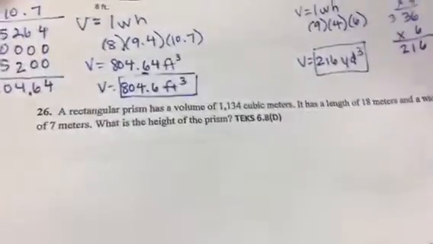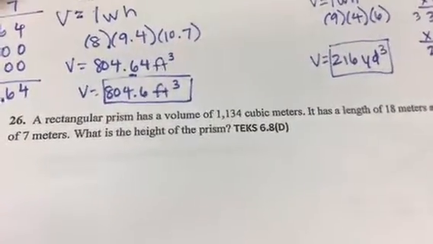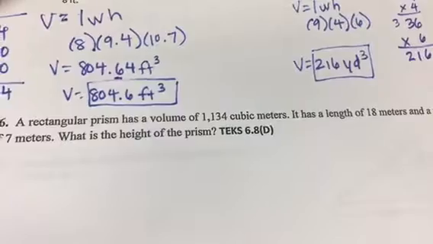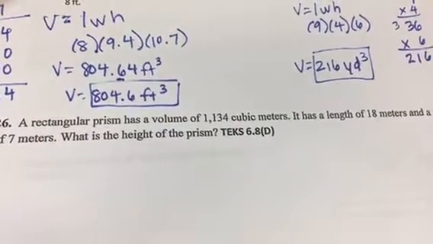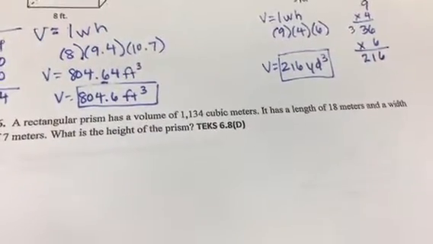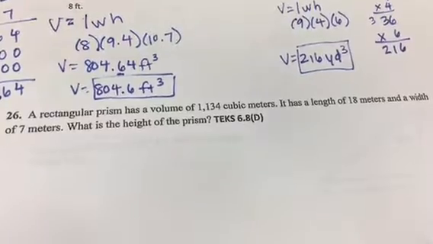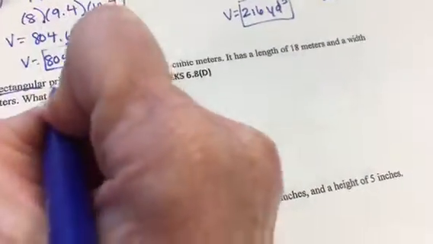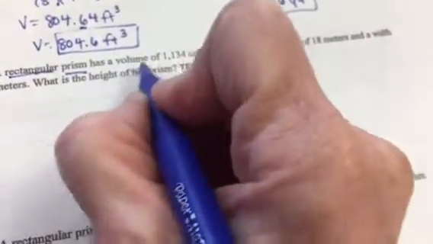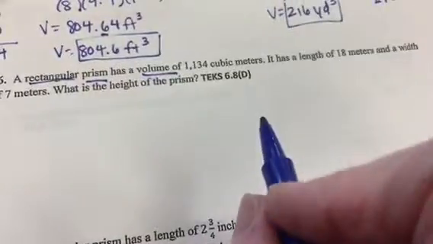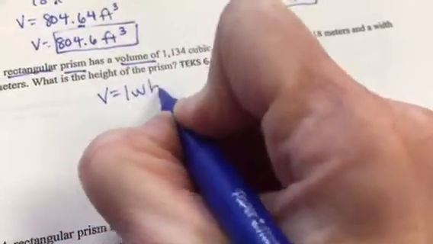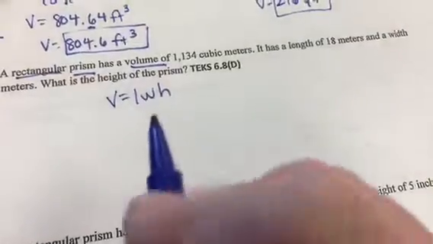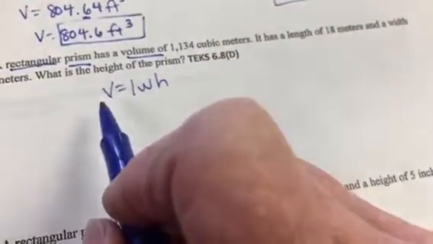Alright, and 26, it says a rectangular prism has a volume of 1,134 cubic meters. It has a length of 18 meters and a width of 7 meters. What is the height of the prism? So the important words to notice here are rectangular prism and volume. Because it's a rectangular prism, I'm allowed to use the volume formula length times width times height. And I'm going to fill in the numbers into the formula.